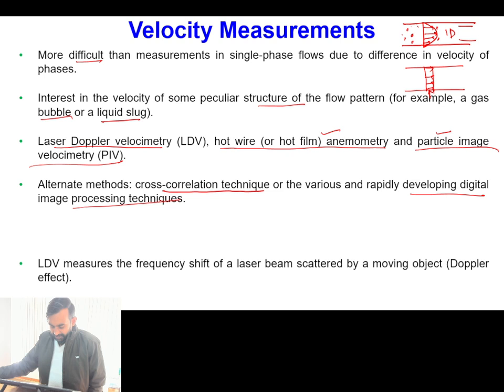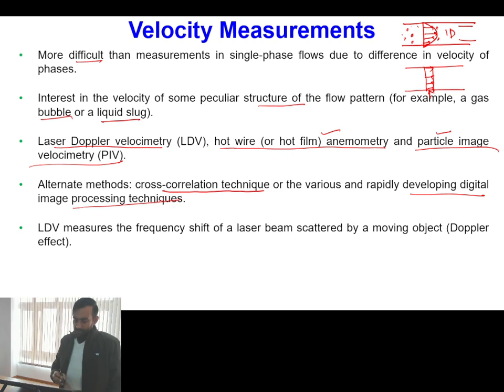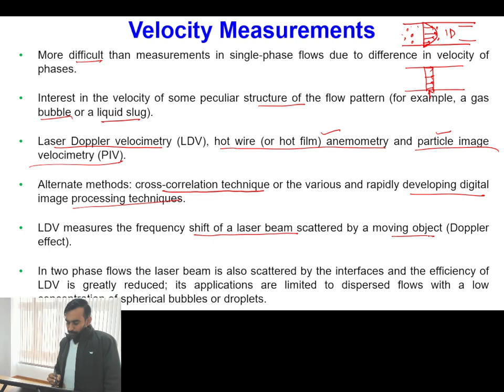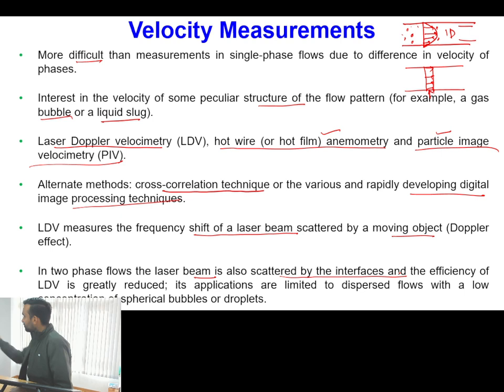Okay, but what is the challenge of LDV measurement? LDV typically works on the principle of frequency shift of a laser beam which is scattered by a moving object, and this is something which we call the Doppler effect. If we have a moving object, there will be a change in the frequency of the signal. Typically in two-phase flow systems, the laser beam will also be scattered from the interfaces, other than just the continuous phase which is moving.